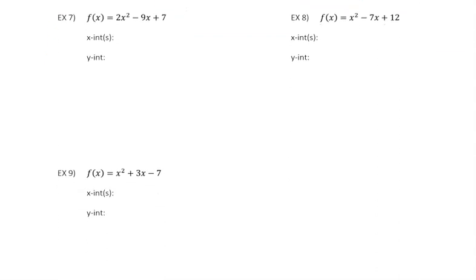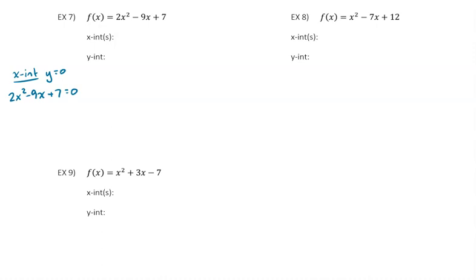Okay, let's find some x-intercepts and y-intercepts now. So remember, for x-intercept, we are setting y equal to 0. So y equals 0. Which just means we're going to set f of x equal to 0, or just that whole expression equal to 0. So we got 2x squared minus 9x plus 7 equals 0.